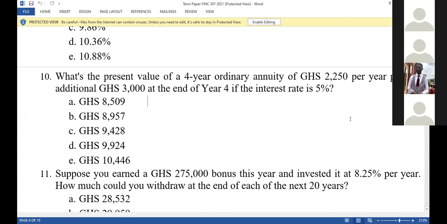Right? Then there is a bracket, 1 minus, and this is a fraction, so 1 over 1 plus 0.05, all raised to the power 4. Is that not so? Yes, that is the annuity part. Then after you are done, you can press equals to get the annuity answer. Then you do plus the 3,000 you are going to receive in future. It's going to be 3,000 over 1 + 0.05 raised to the power 4. I'm pretty sure you are supposed to get the same answer.